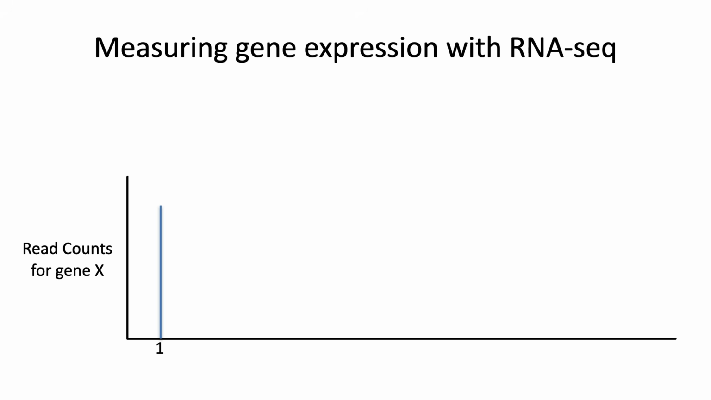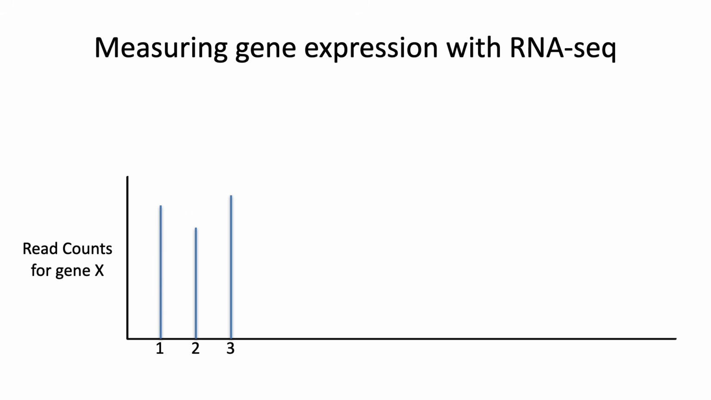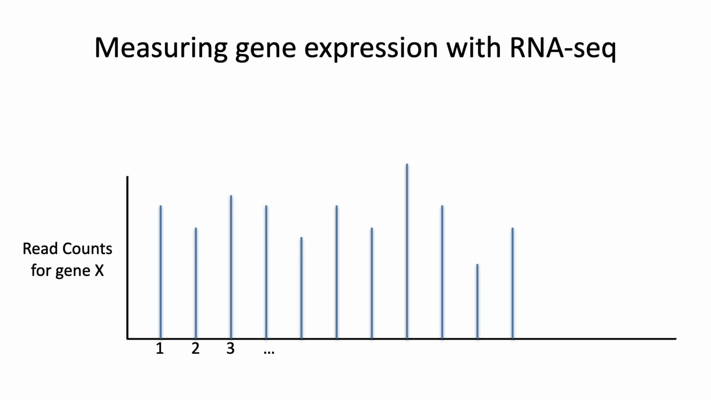Anyway, here's our measurement for the first mouse that we do this RNA sequencing on. And here's the measurement for the second mouse that we do the RNA sequencing on. RNA sequencing isn't perfect, and different samples are always a little different. So each time we measure expression, we'll get slightly different values. Here's the measurement for the third mouse. And here are the measurements for a bunch of mice.